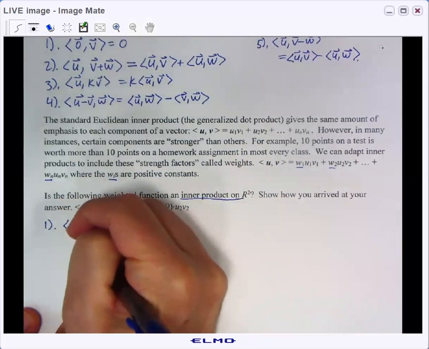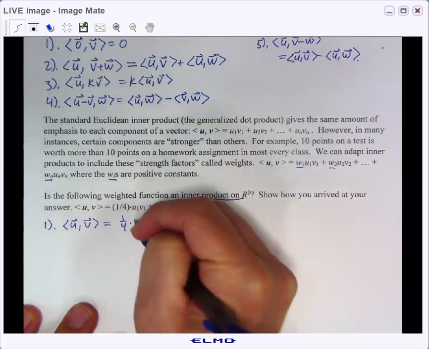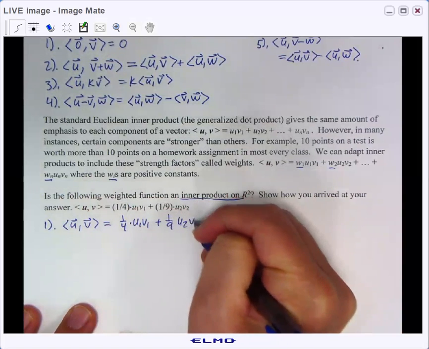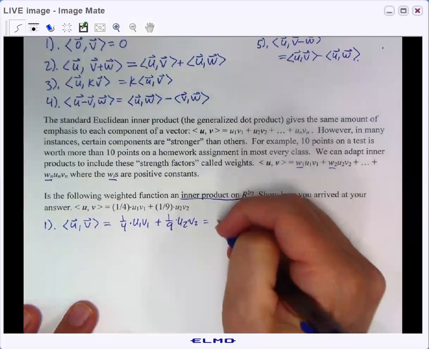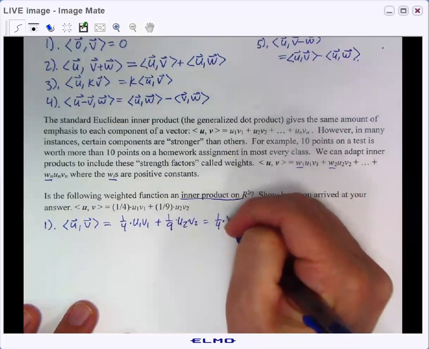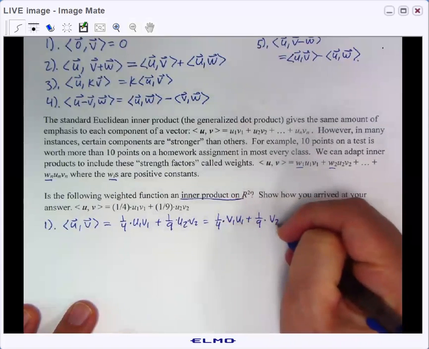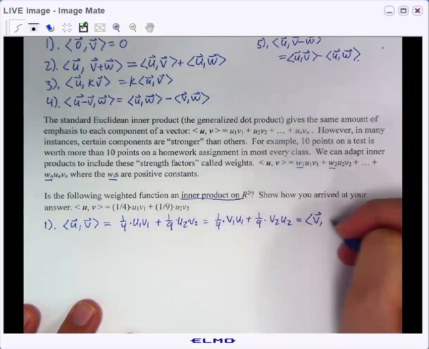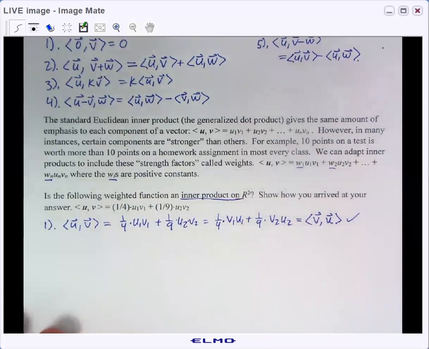So the first axiom again is U inner product V. Well, that would be 1/4 times U1 V1 plus 1/9 U2 V2. But a little bit of arithmetic with real numbers would tell me that this is 1/4 times V1 U1 plus 1/9 times V2 U2, which would be what we would get if we did V inner product U. So axiom number 1 is good.